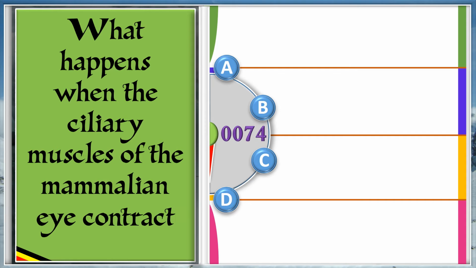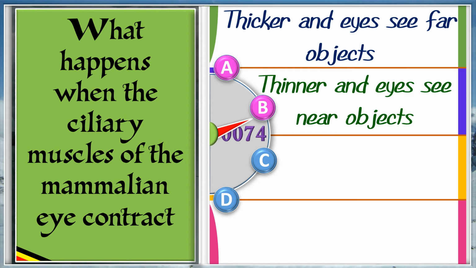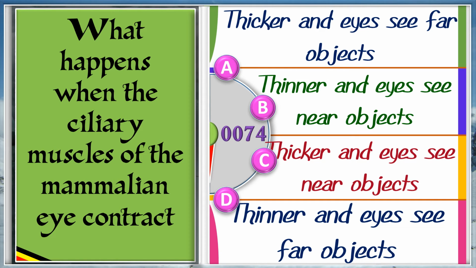What happens when the ciliary muscles of the mammalian eye contract? A. Thicker and eyes see far objects. B. Thinner and eyes see near objects. C. Thicker and eyes see near objects. D. Thinner and eyes see far objects. And the answer is C. Thicker and eyes see near objects.